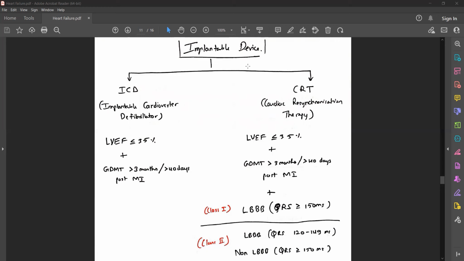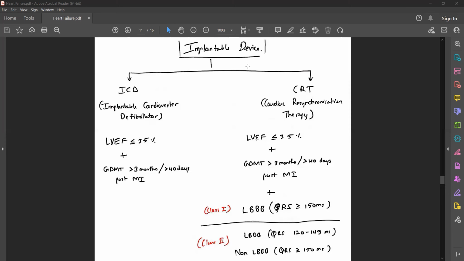Now, the criteria for placing an ICD, which is very commonly asked in rounds and in your exams, is that you will place an ICD if the left ventricular EF is less than or equal to 35% and the patient has been on medical therapy, GDMT, that is, as I said, ACE inhibitors, beta blockers, MRA, and SGLT2 inhibitors, for at least 3 months, or they are more than 40 days post MI. When the patient meets these criteria, you will go ahead and place an ICD. And then we have the cardiac resynchronization therapy, CRT device. I will tell you how that is different from an ICD.